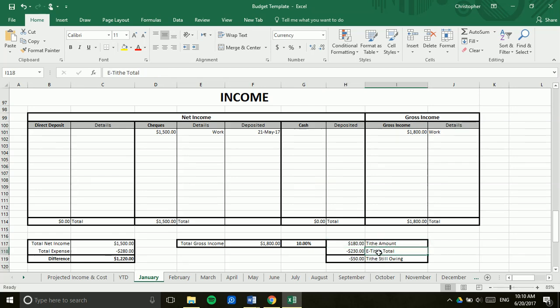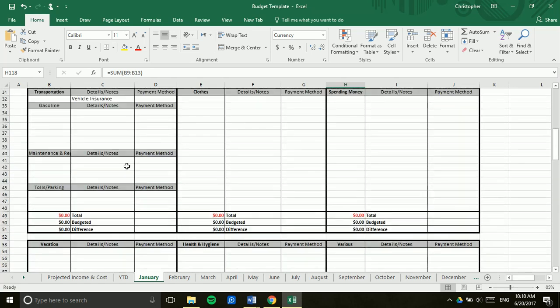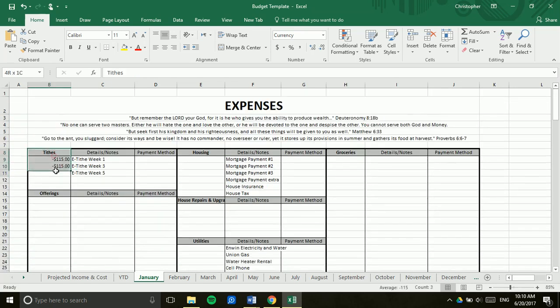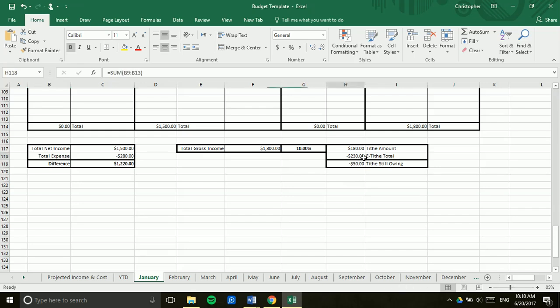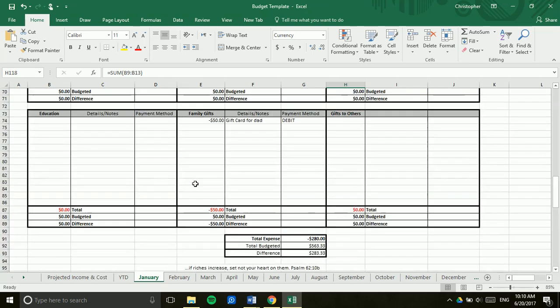Then it takes this tithe total. So this number here is calculated based on those numbers you entered in this column right here, only up to tithe. So in the tithing area, it totals those numbers, brings them down here, and then it shows the difference. So it shows if you're still owing tithe. So if you're like on a pre-authorized debit for a tithe, this will show you then what you're still owing in that regard.